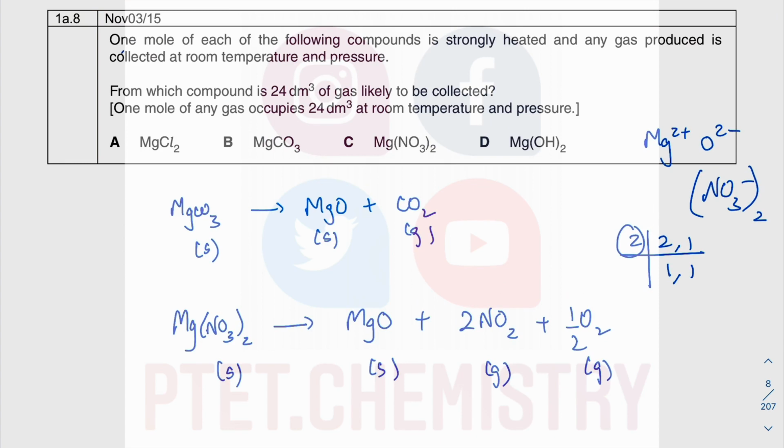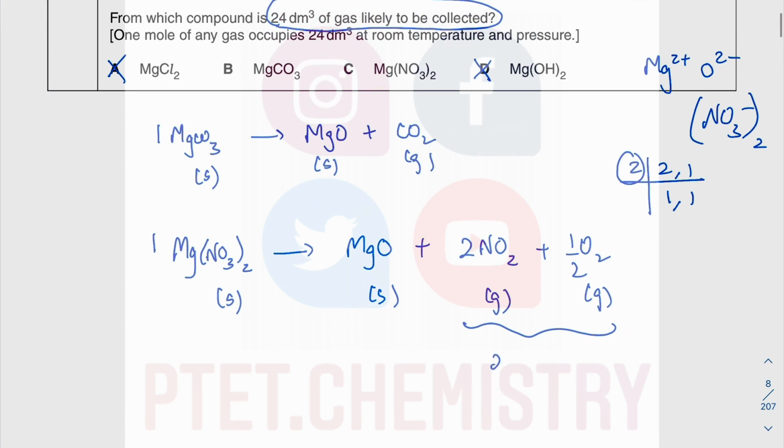If you have 1 mole of each of these substances, 1 mole and 1 mole, the magnesium chloride doesn't give you any gas, it doesn't decompose. The magnesium hydroxide doesn't decompose further as well. So you only want to collect 24 dm cube of gas. You only want 24 dm cube of gas, okay? Here, 1 mole of magnesium nitrate will give you 2.5 mole of gases, because I combined the 2 gases together. 2 plus 0.5 is 2.5 mole.